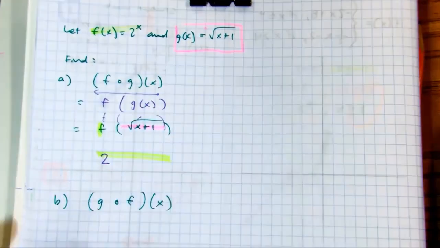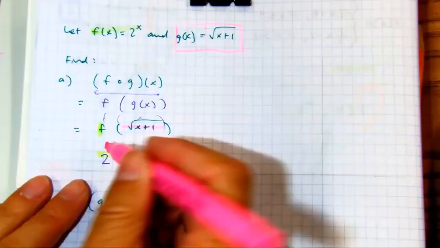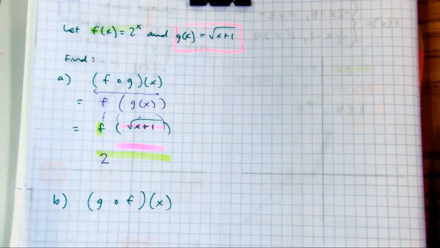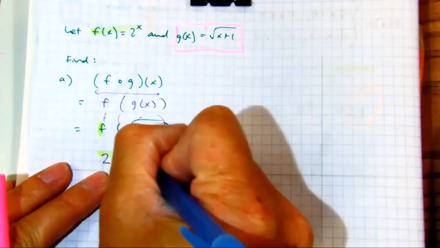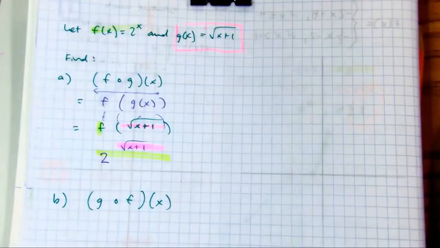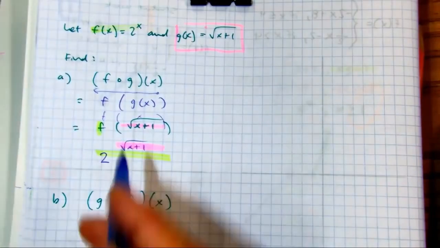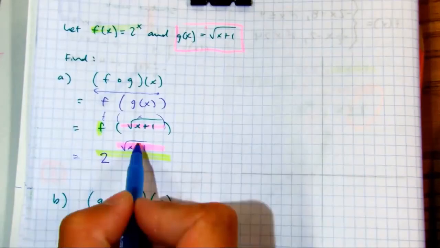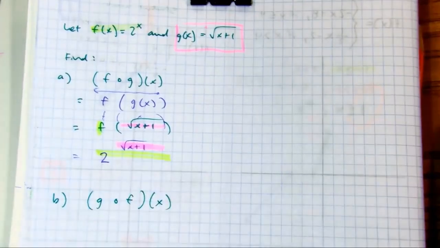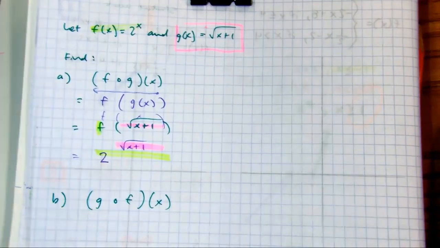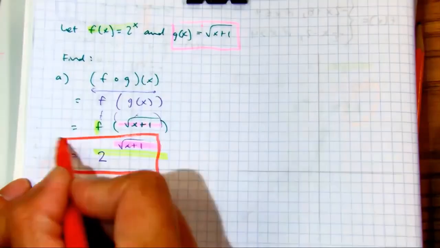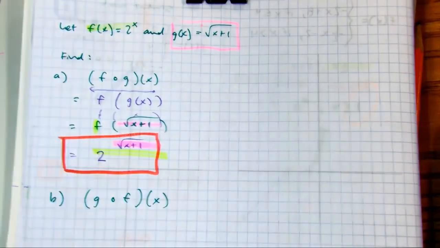So now I'm going to put that pink up here. Now I have the square root of x plus 1. So what is f o g? The answer is a base of 2, and then the exponent is the square root of x plus 1. If I had to super simplify it, it's just a bunch of substitutions. A bunch of substitutions, okay? Alright, let's try the next one.